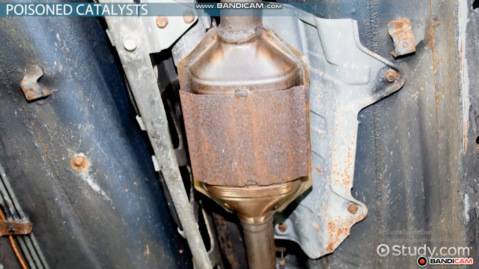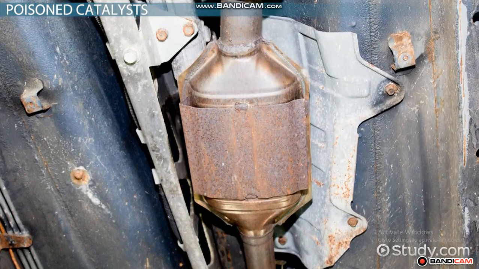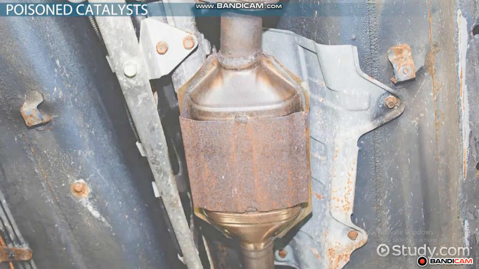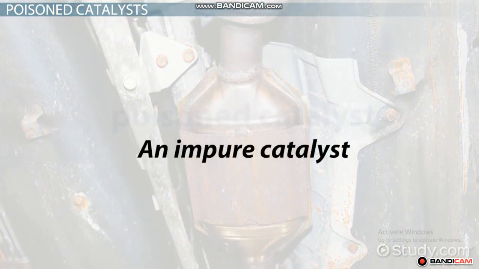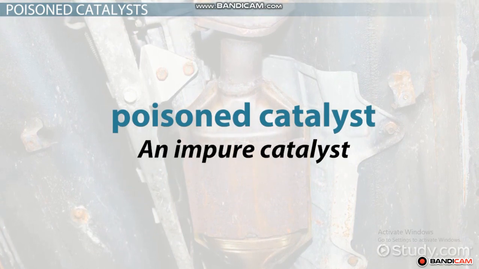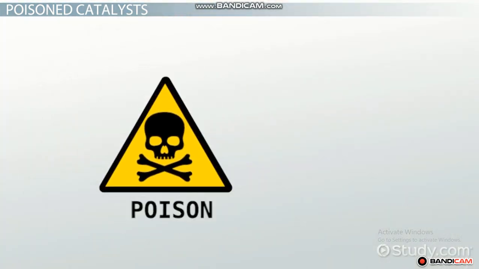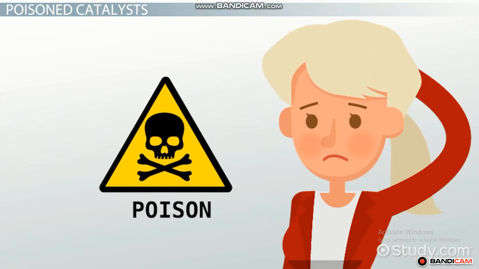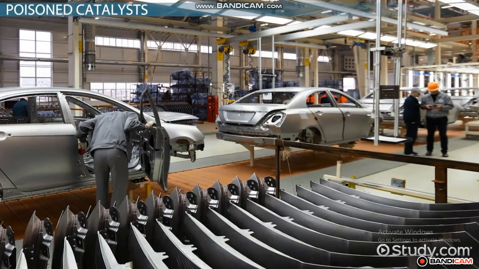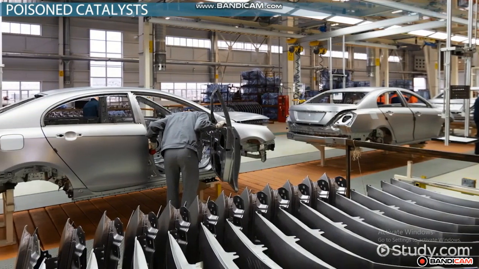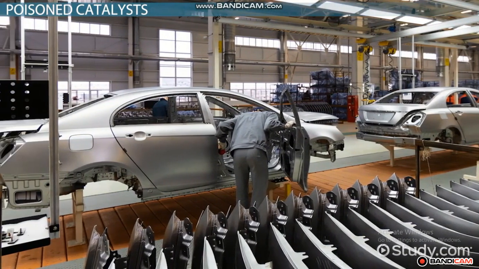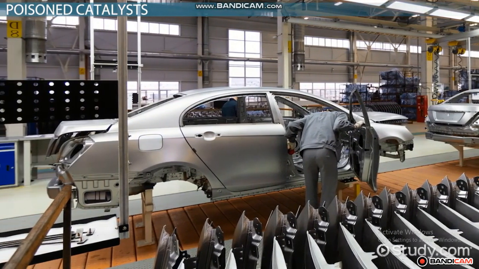Catalysts are great for speeding up a reaction, but if the catalyst isn't pure, it won't work properly. An impure catalyst is known as a poisoned catalyst. The impurity makes it less efficient because the catalyst will interact with the impurities instead of the reactants, using up active sites on the catalyst. Poisoned catalysts can be very costly for a manufacturer. If the catalyst isn't as efficient as it could be, then the manufacturer can't produce as much of their product.